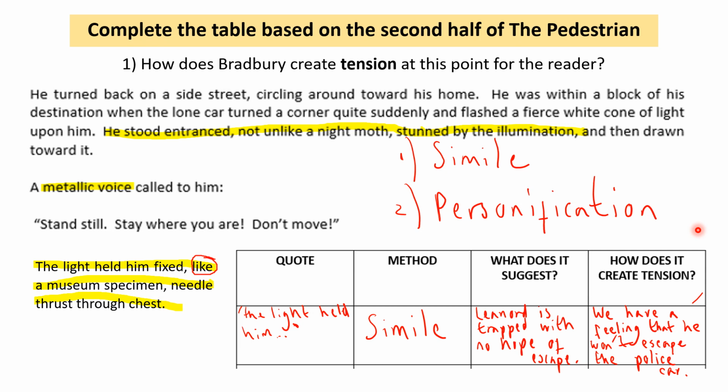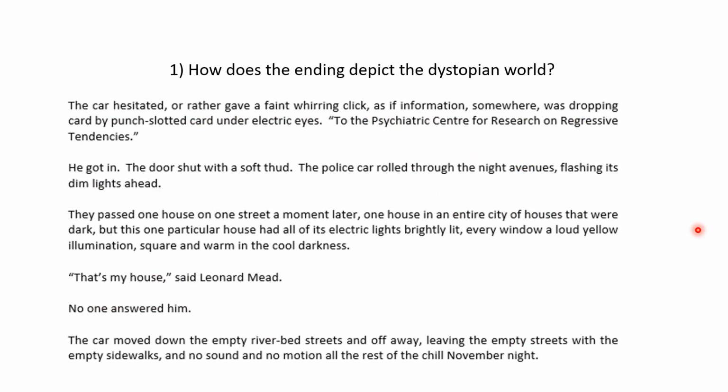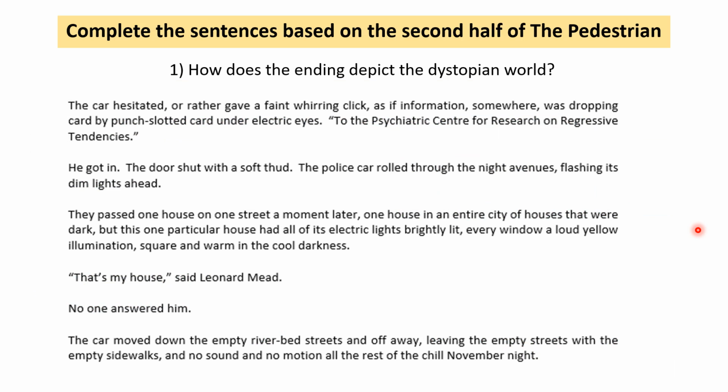Okay, if you're back, that means you've completed the table. I look forward to seeing all of your excellent ideas. Now we need to look at the falling action. So we're going to complete some sentences based on the falling action to answer the question, how does the ending depict the dystopian world? So this is that section of the text. So could you please pause the video and reread this now to remind yourself? Okay, so now you're going to complete the sentences here.